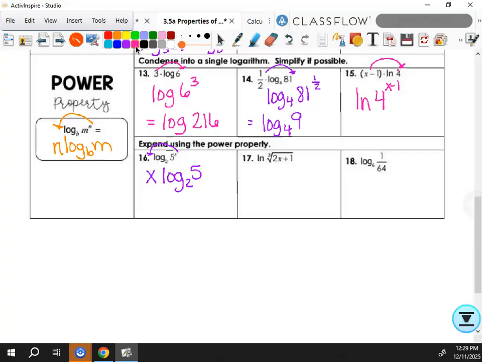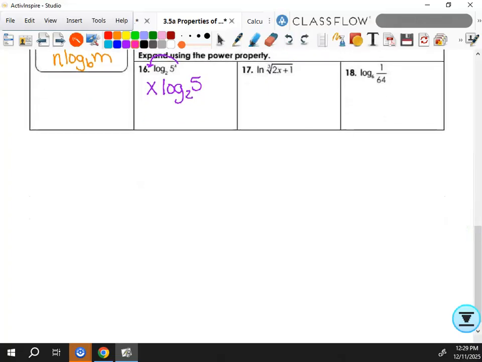On 17, before we can do anything, we need to make it into an exponent. So this will become natural log of 2x plus 1 to what power? 1/3. Very good. Then that 1/3 gets to come out front. So we get 1/3 times the natural log of 2x plus 1. Okay. Any questions at all?